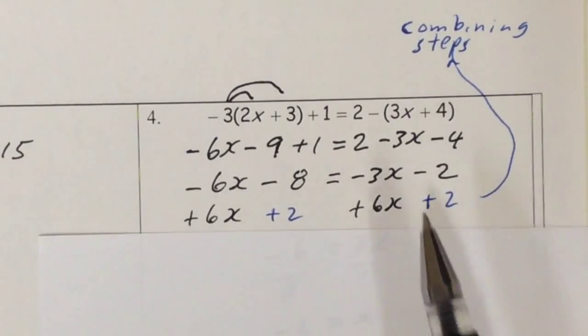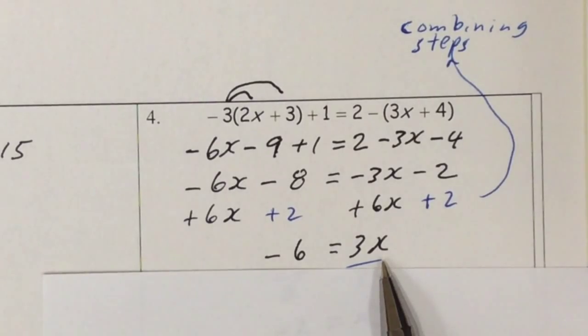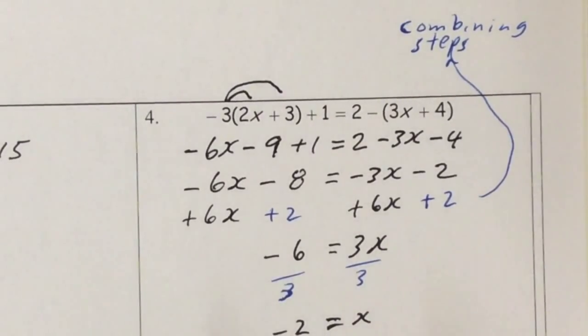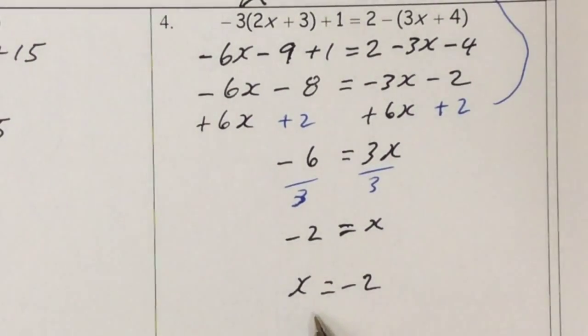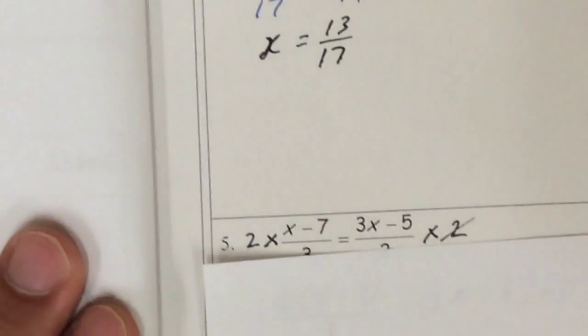So I'm cutting out some steps here, or combining steps. So I add 2 to both sides. Now I get negative 6 equals 3x. Divide by 3, x equals negative 2, and you can write it like this, x equals negative 2. Okay, so they're getting harder. Now let's take a look at the next one.